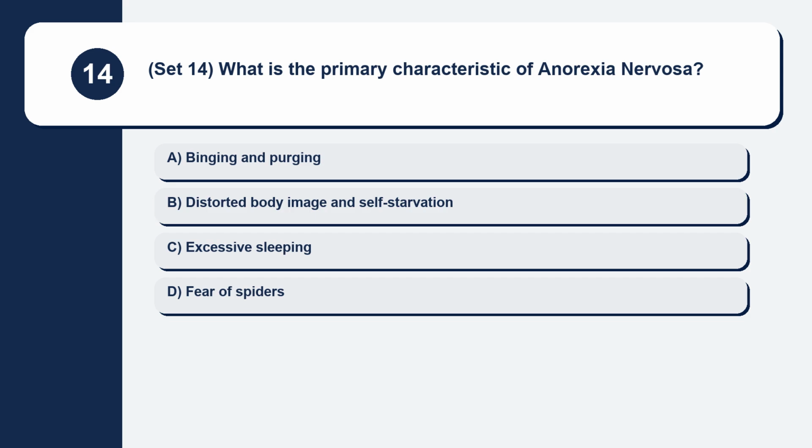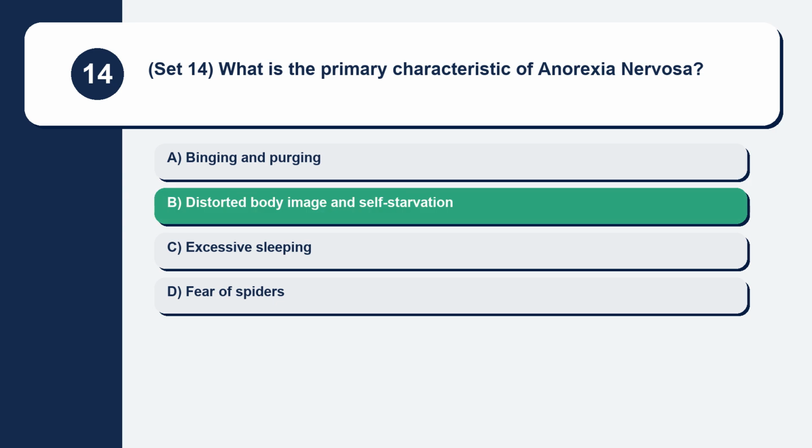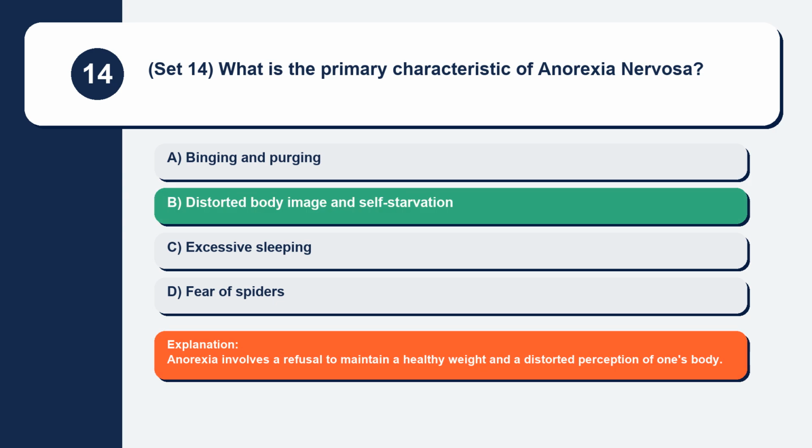Question 14. Set 14. What is the primary characteristic of anorexia nervosa? Binging and purging, distorted body image and self-starvation, excessive sleeping, fear of spiders. Anorexia involves a refusal to maintain a healthy weight and a distorted perception of one's body.